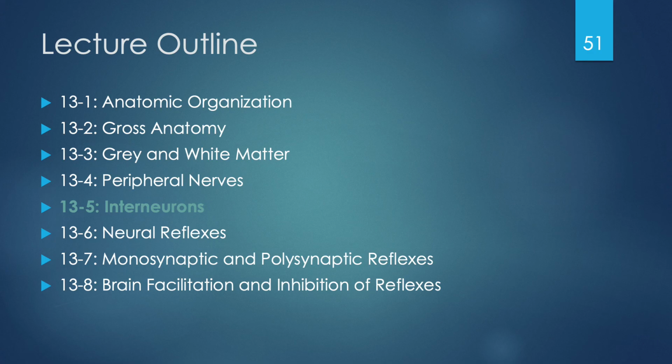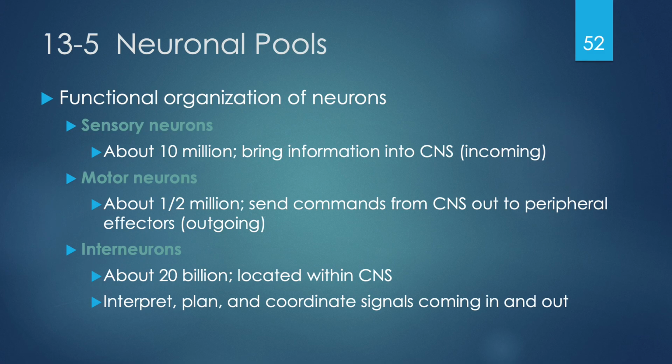Let's discuss interneurons, which is section 13-5 in your text. So far in this course, we've discussed sensory neurons, motor neurons, and interneurons, but only briefly. So sensory neurons are our afferent neurons. So they are bringing sensory information from our body to the central nervous system. So those are incoming messages.